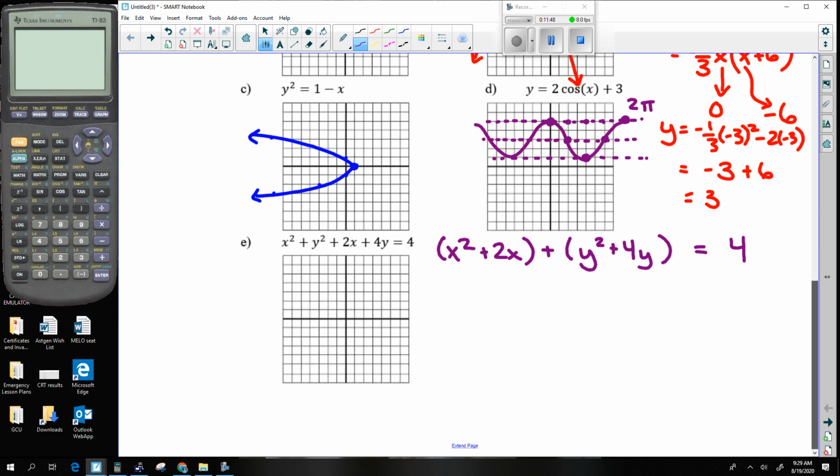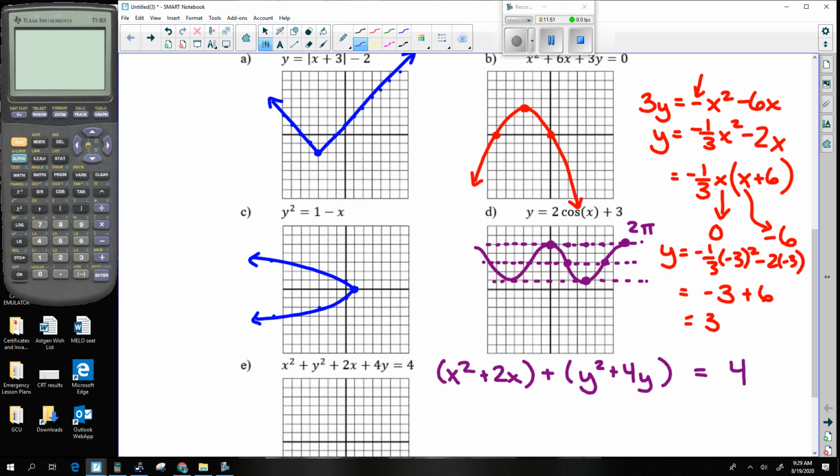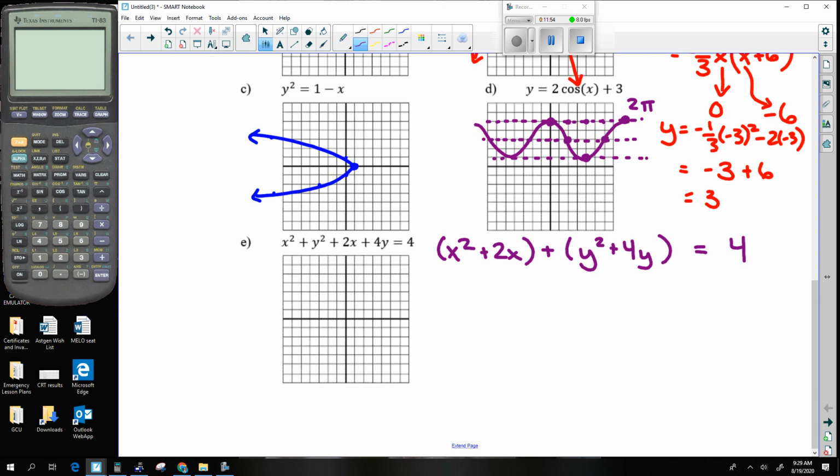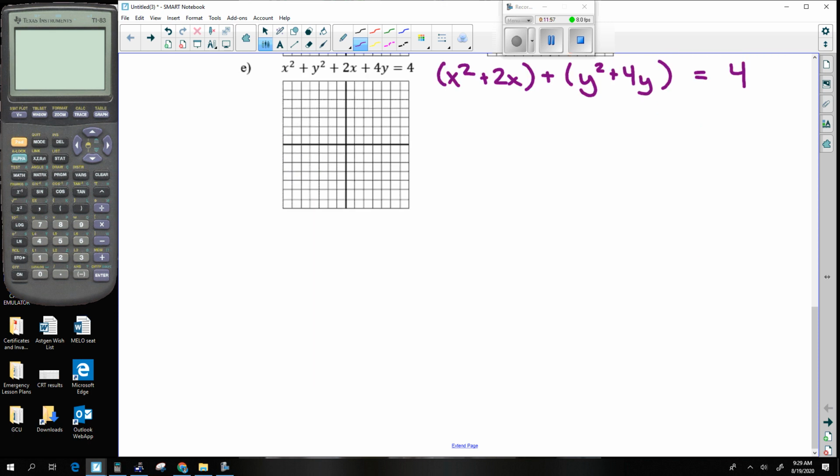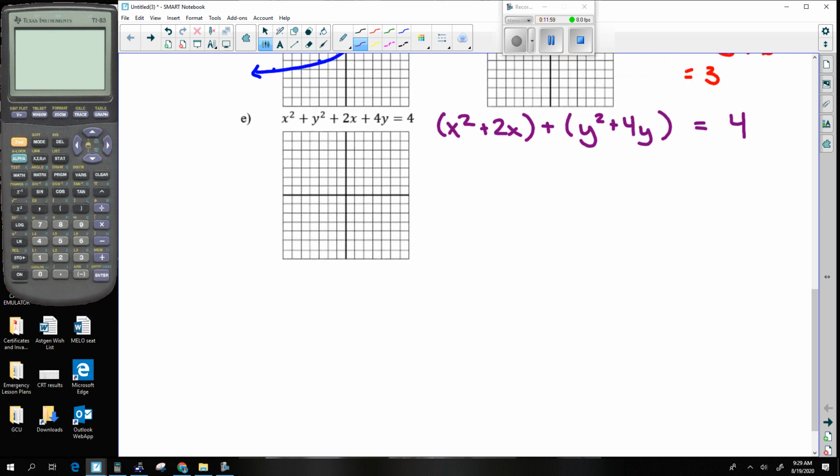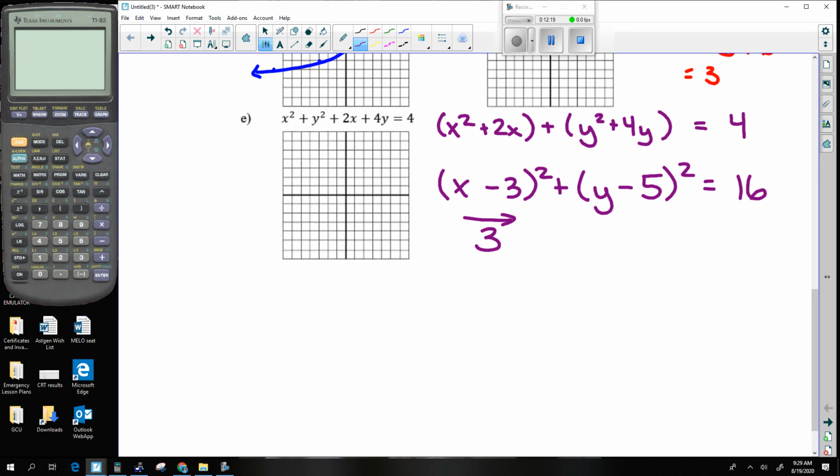To turn this into a version of a circle, what we're looking for is to construct something like x minus 3 squared plus y minus 5 squared is equal to 16 or something like that. Because this would allow me to identify the center. So the center would be right 3, down 5, and this is an r squared, so the radius would be 4 in my hypothetical scenario.